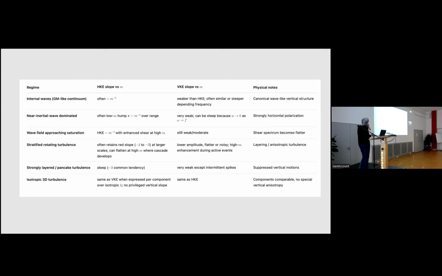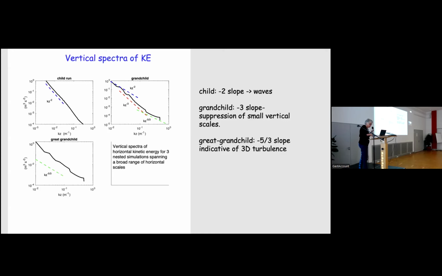The vertical energy spectra, again, for internal waves, often known as -2. For strongly layered pancake turbulence, -3 is a tendency. Stratified rotating turbulence is in between, and then isotropic turbulence, again, same thing, -5/3. So here are the vertical spectra that we get for different runs. So in the child run, we definitely have kz to the -2, so indicative of waves.